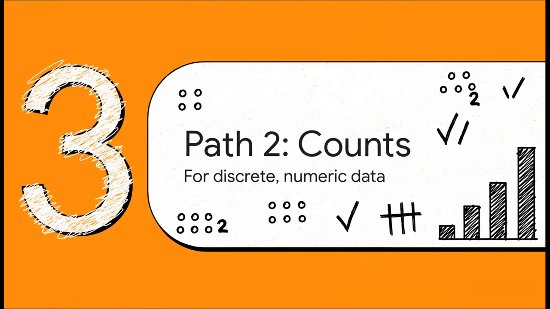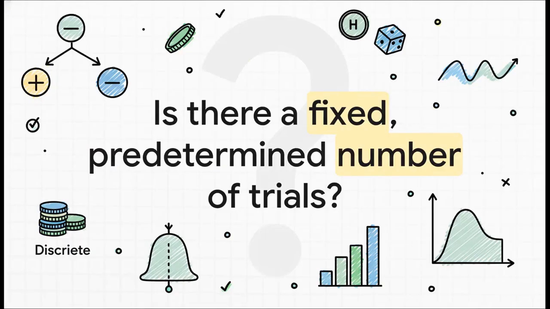Okay, let's move on to our second path. This is the world of counting, which is for our discrete numeric data. We're talking about things like counting customer arrivals, or defective products, or even the number of typos on a page. Now, once you know you're counting, there is one single crucial question that will tell you almost everything you need to know. You just have to ask yourself this. Is there a fixed, predetermined number of trials?